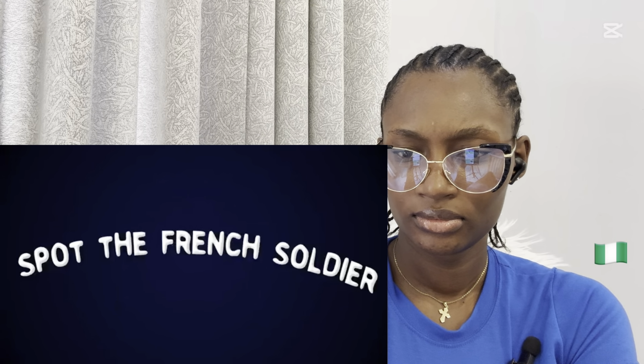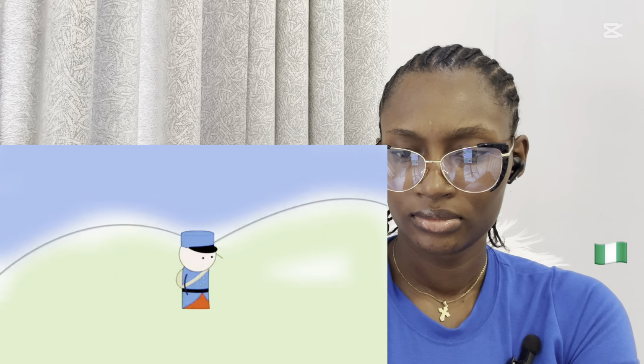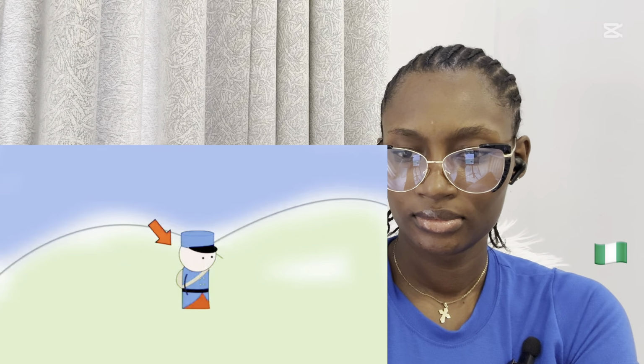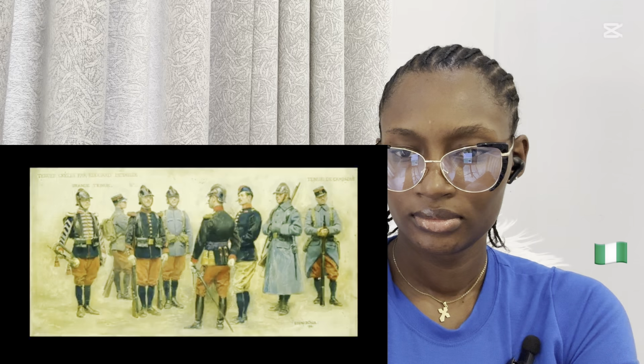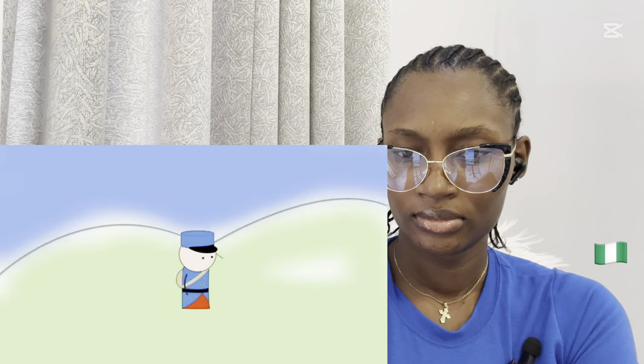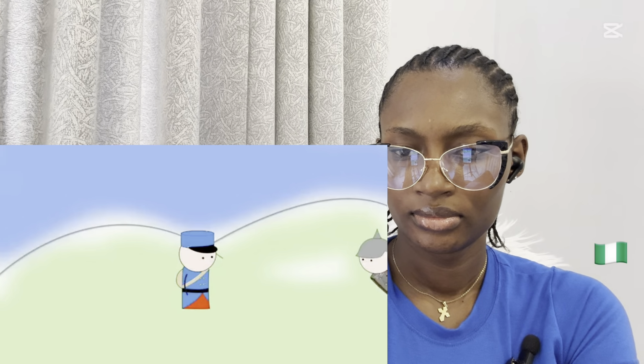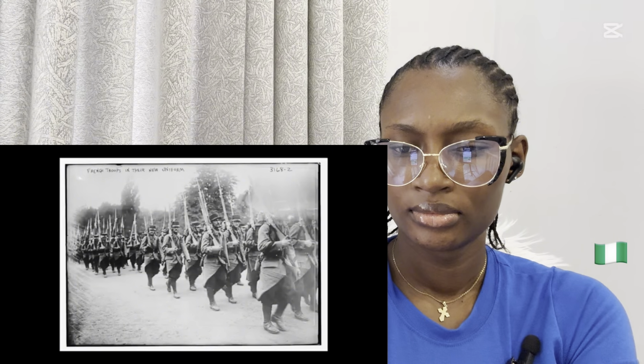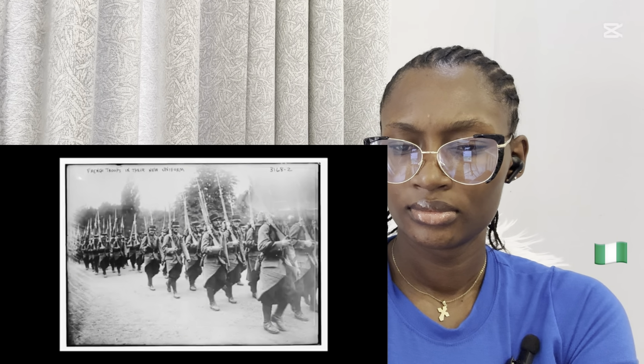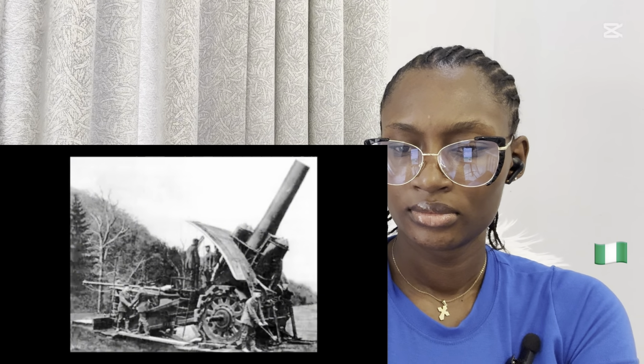Let's play Spot the French Soldier. Did you see him? Easy, right? He's wearing a bright blue uniform with red trousers. And do you know who else spotted him easily too? The Germans. So when the French were slowly marching in columns through the countryside, the Germans easily tore them to shreds with their giant guns.